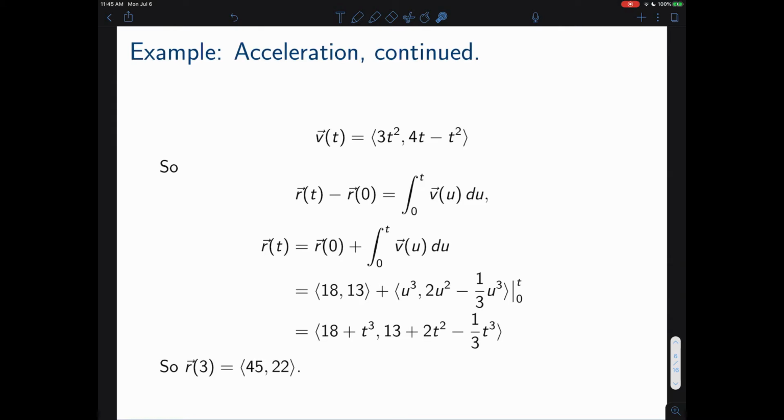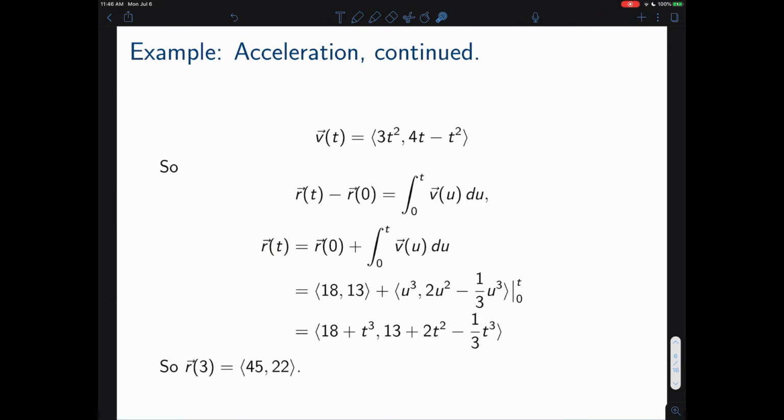And then the velocity we figured out, then we can integrate that. Integral of 3t squared is u cubed. Integral of 4t is 2u squared. Integral of t squared is 1/3 u cubed. That's going from 0 to t. So when we plug in t and plug in 0 and subtract them, we get this position vector, or this position point. So by doing two integrals, we were able to find the position at time t. That's r of t for any time t.